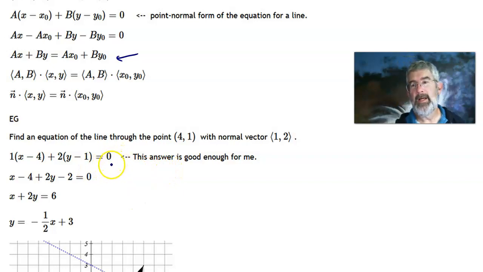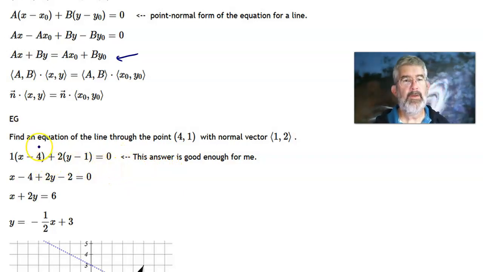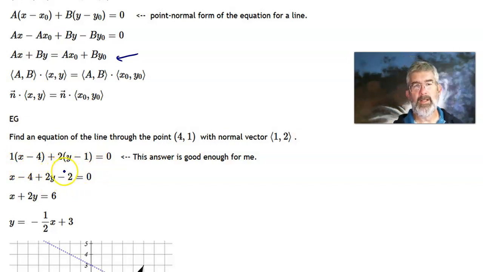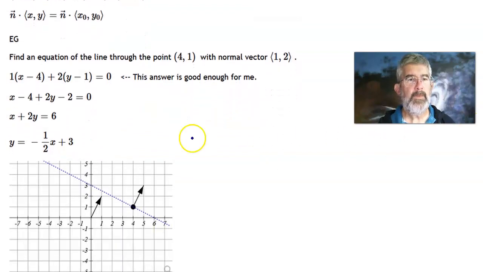And you could leave it like that if you want. Notice I didn't say find the equation, I said find an equation. There's lots of equations that describe this line, and this is one of them. This is one where I can clearly see the normal vector and the point that it goes through. Just because I want to see that it really is the line I expect, I'm going to distribute the 1 through and the 2 through and get this to look like I'm used to seeing, y equals mx plus b.